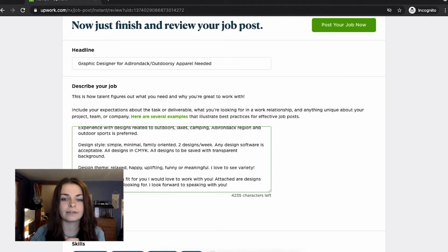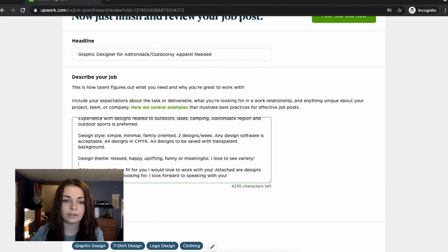Then I also like to give a theme because that gives the graphic designer some room to put their own expertise into the designs. Whereas you're not just specifically telling them, this is what I want, do it. This way they can put their own twist on it, and that may be really beneficial for your store because they might be a really good designer. You just have to give them a chance.